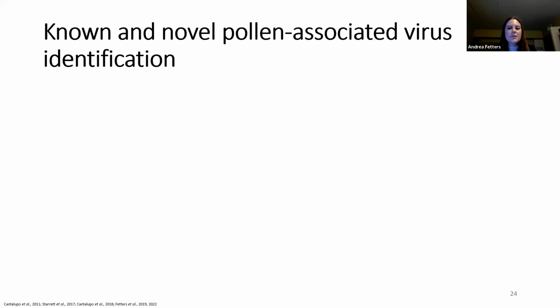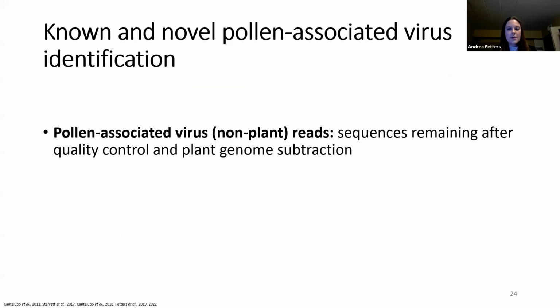We used a computational pipeline to identify the known viruses and discover new ones in all of our pollen samples. So first in the pipeline, there are some quality control steps and a step where the host plant genome is subtracted away from the sequences that we had. What was left were the pollen-associated virus reads or non-plant reads.